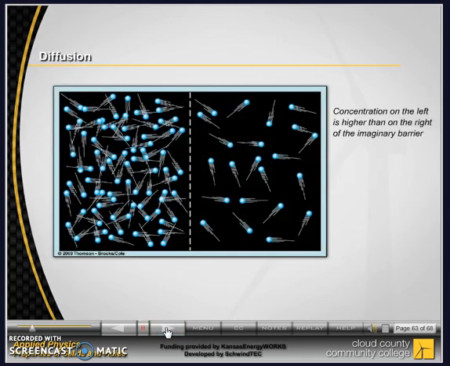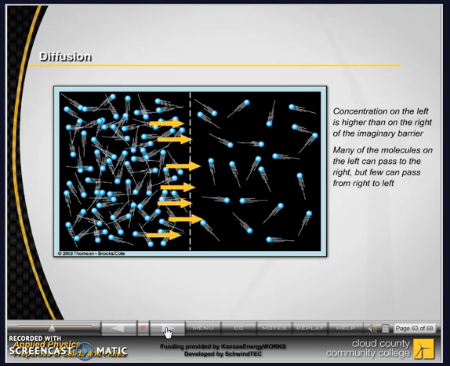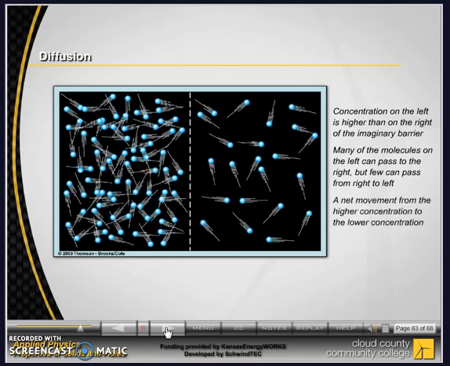In this image, concentration on the left is higher than on the right of the imaginary barrier. Many of the molecules on the left can pass to the right, but few can pass from right to left. There is a net movement from the higher concentration to the lower concentration.